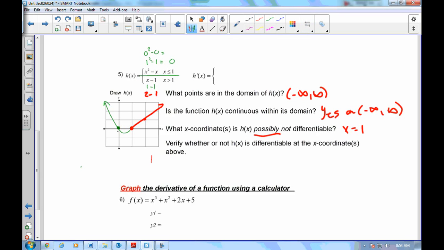So you find the limit as x approaches 1 from the left of f prime of x. See if that's equal, I'll put a question mark, to the limit as x approaches 1 from the right of f prime of x. If those are equal, then it is differentiable. If they're not equal, it's not.